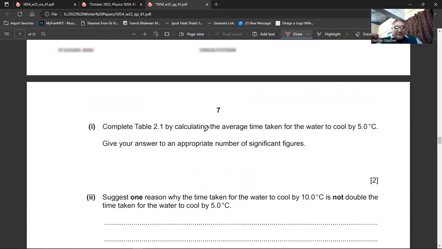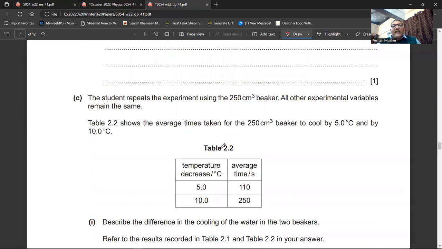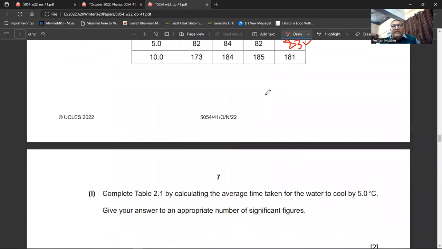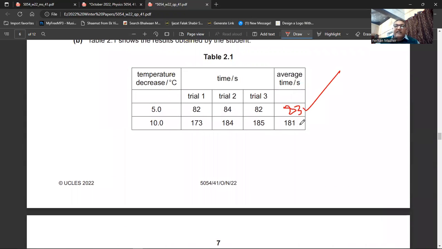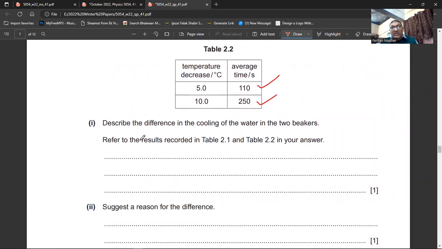You see, here it took 83 seconds. So 5 degree temperature drop takes 83 seconds, and here it takes 110 seconds. Here it takes longer. Here the 10 degrees centigrade drop in the temperature takes 181 seconds, but here it takes 250 seconds. So we have to bring these readings in our answer.